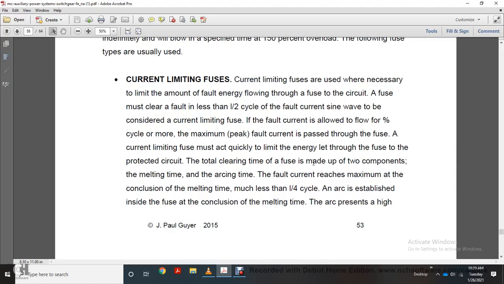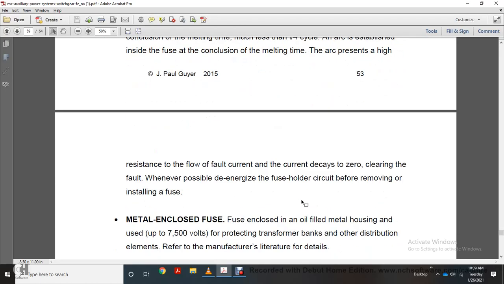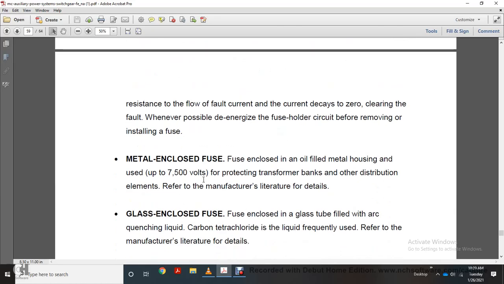The total clearing time of the fuse is made of two components, melting time and arcing time. Fault current reaches maximum at the conclusion of melting time, which is most often less than one quarter cycle. An arc is established inside the fuse with the inclusion of the melting time. The arc presence is a high resistance to the flow of the fault current, with the current decaying to zero, clearing the fault. Whenever possible, de-energize fuse holders and circuit breakers before removing and installing a fuse.